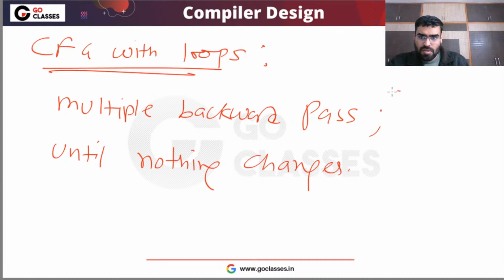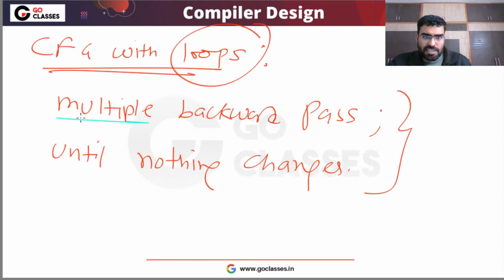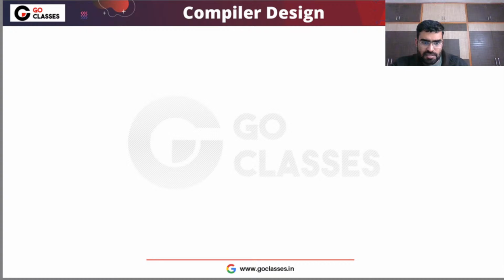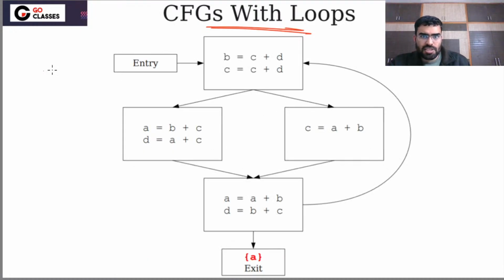This we have already seen. When you have loops, all you have to do is multiple iterations. In this situation, all you have to do is just multiple iterations. So let's do this. This is your control flow graph with loops.